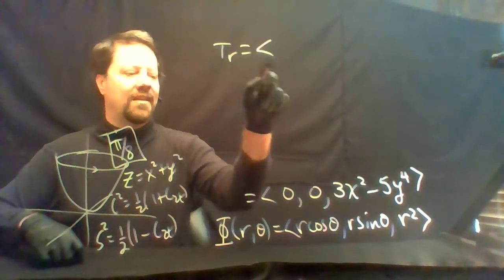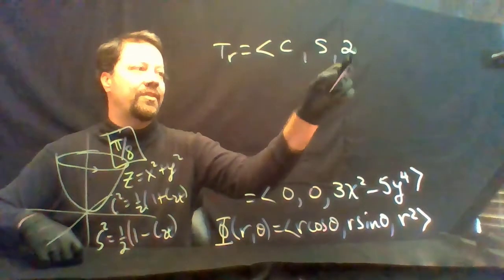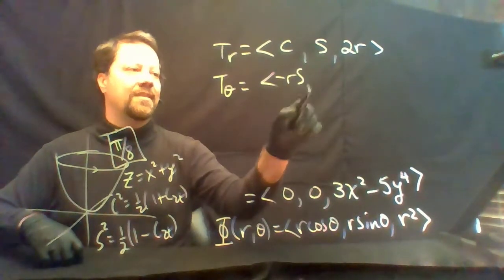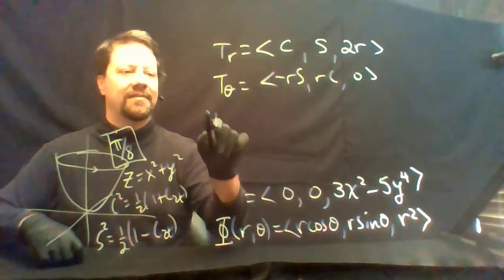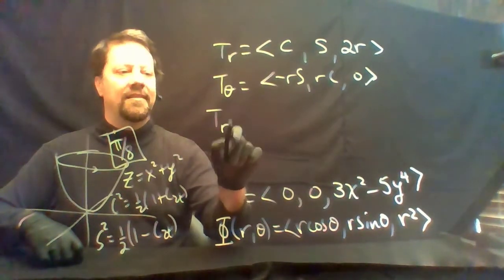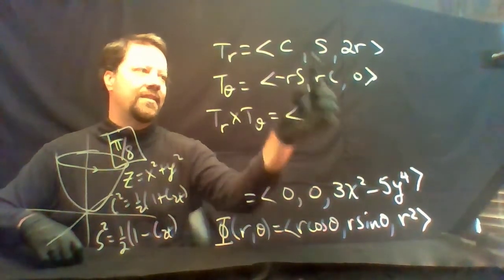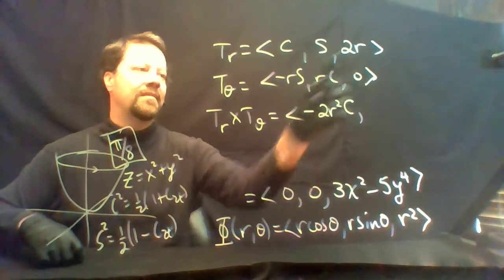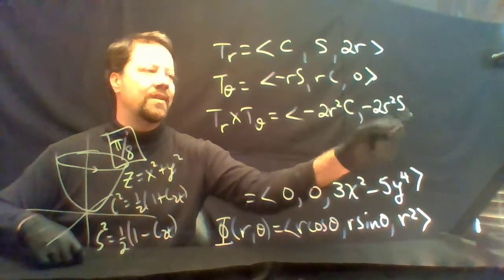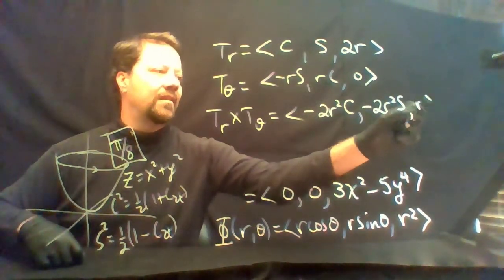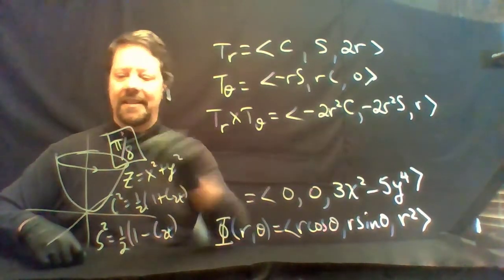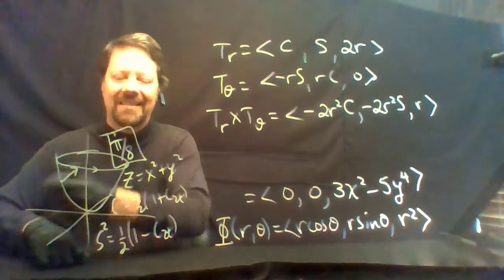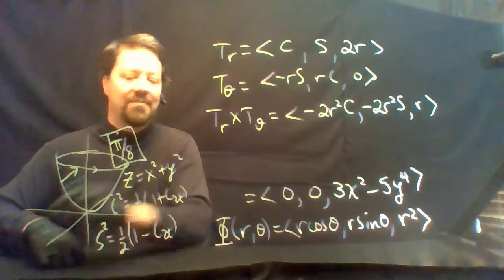We have t_r is cosine, sine, and 2r. T_theta is minus r sine, r cosine, and 0. So that t_r cross t_theta is, in this case, we get minus 2r squared cosine, minus 2r squared sine, and r. We get a positive z component. We get negatives because these vectors are pointing back in towards the origin, but up.